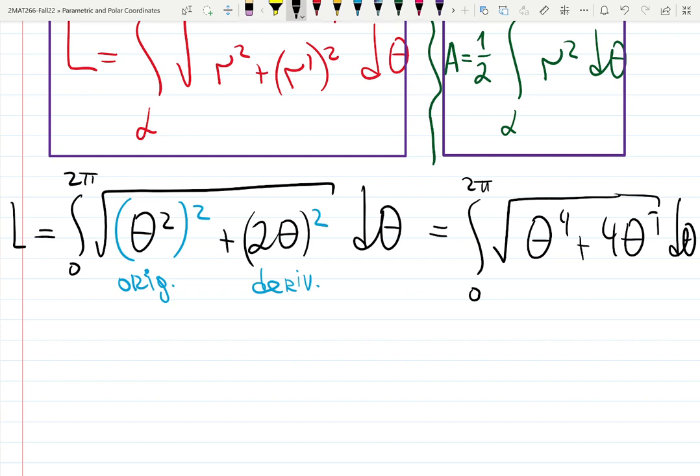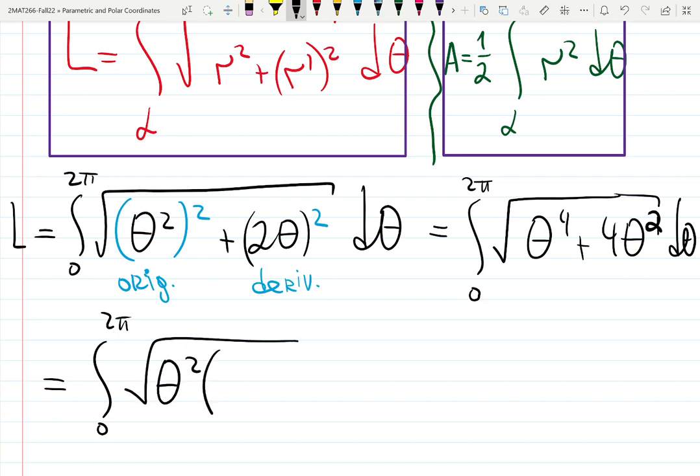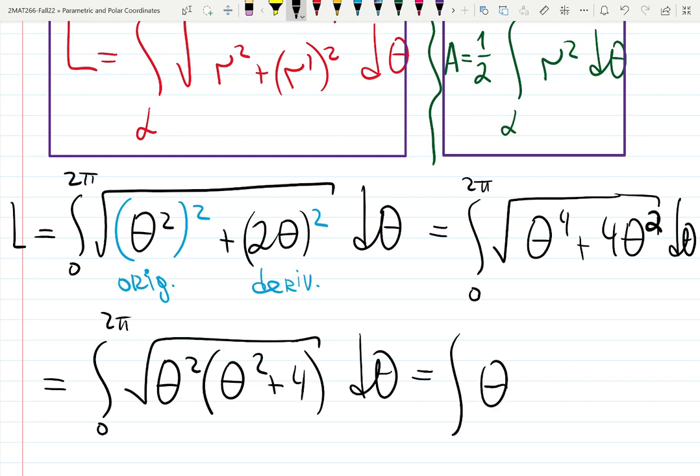I can see something is wrong. Squared. Thank you. Now I can factor out the theta squared. The square root of theta squared times theta squared plus 4, d theta. Theta squared inside of the square root gives me theta. Remember, theta is a variable, not a constant. So we have theta square root of theta squared plus 4 d theta.